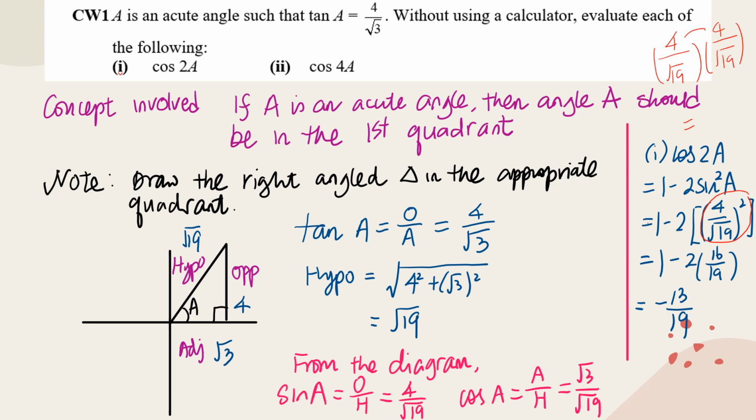Multiply numerator, 4 times 4 is 16. Then square root 19 times square root 19 gives you 19. So that gives you 16 over 19. Then of course, this one here, you can just use a calculator to help you. And then just leave your answer as a rational number, as a fraction.